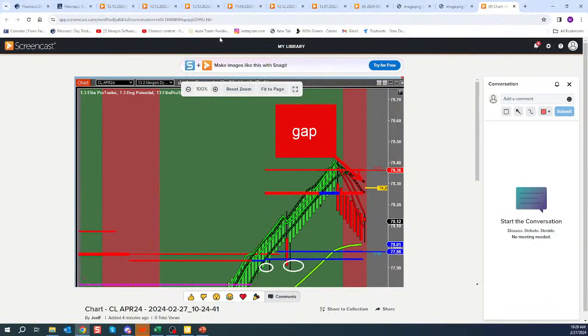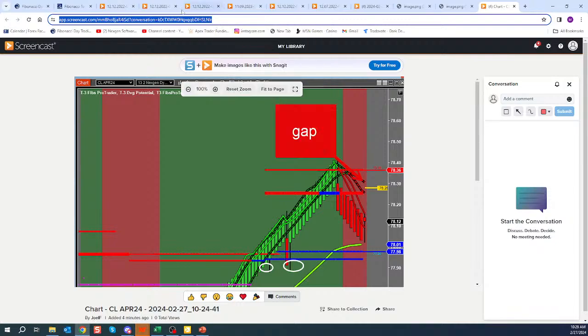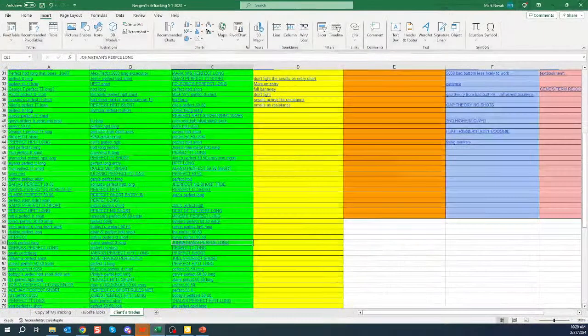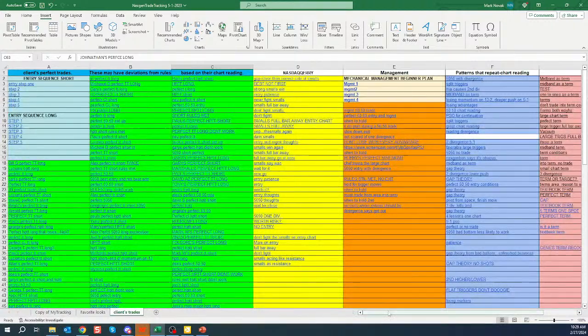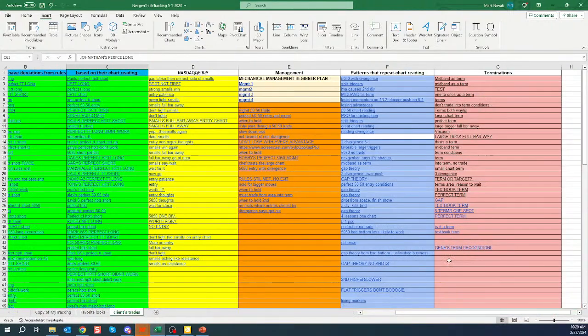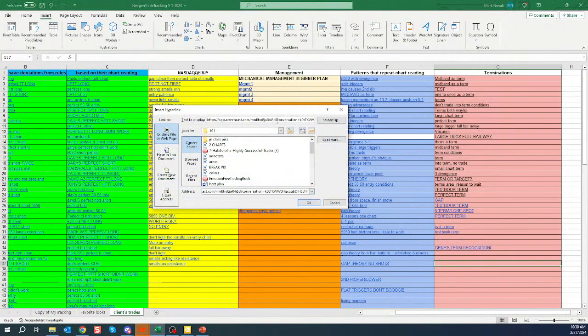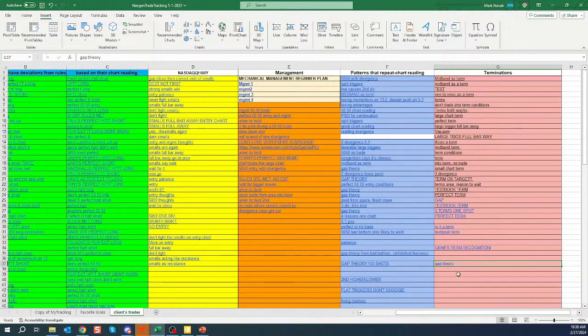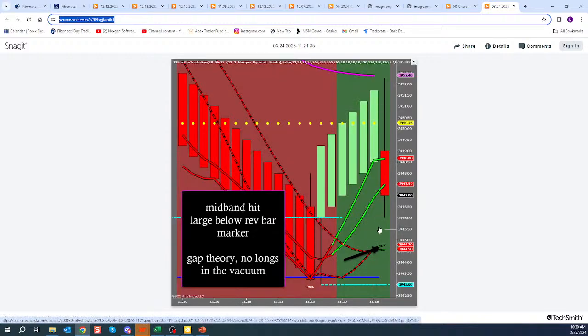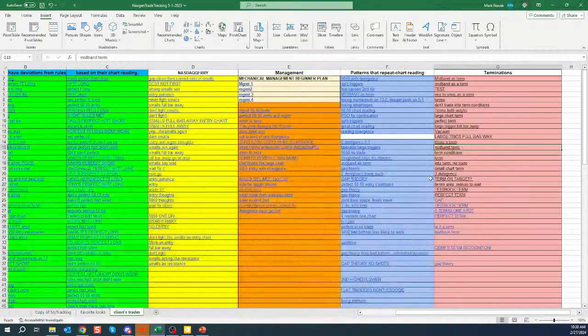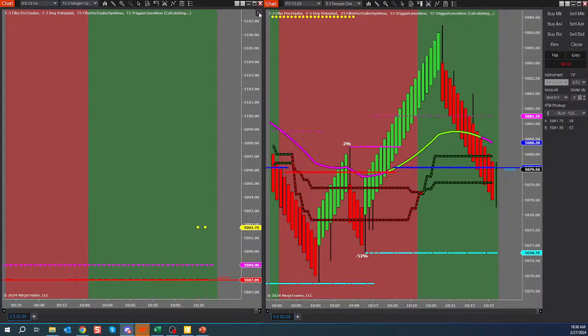So this would be one of those pictures where I would take the screencast link and I would go to my termination conditions and I would just create that hyperlink and I would type in gap theory, because it gives me something to come back and study, right? To come back and go, oh, wait a minute. When is the midband a termination condition? When the large triggers are a full bar away. So you're creating this recognition simply through repetition.